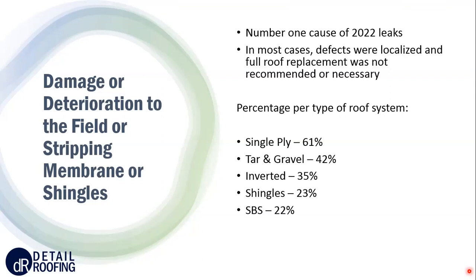As far as some of the most common roof systems that we ran into, single ply roof systems could include either TPO, EPDM, vinyl, or PVC. 61% of the leaks that we investigated with single ply roof systems were related to membrane damages and defects. With tar and gravel roof systems, that was 42%. With inverted roof systems, regardless of the type of membrane, that was 35%. Shingle roof systems, 23%, and two-ply SBS, 22%.